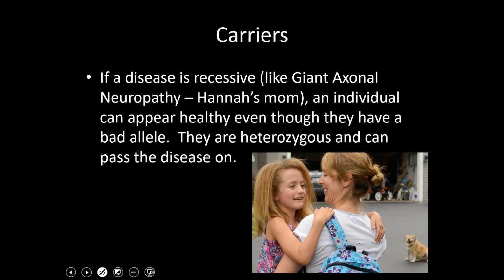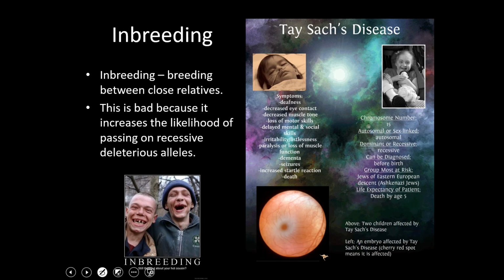There was only a 25% chance that that happened, and yet with their oldest child, that was exactly what happened. She ended up with both of the bad copies. Now this leads us to inbreeding.